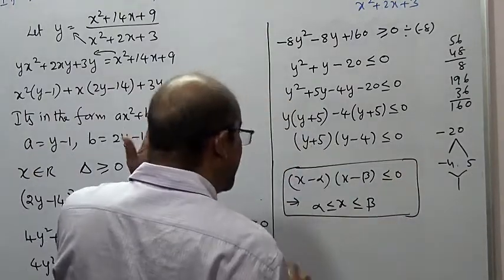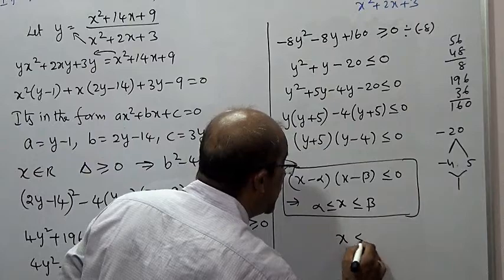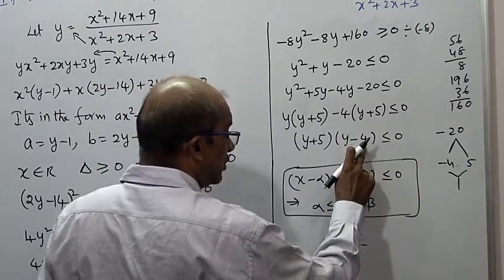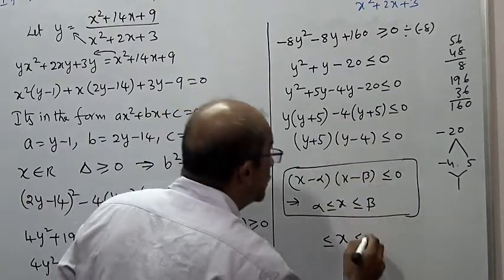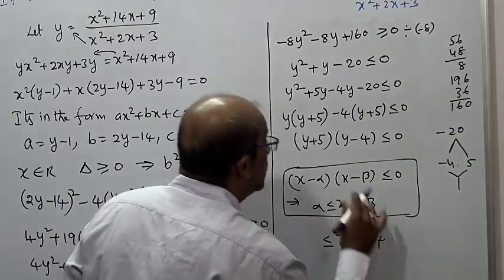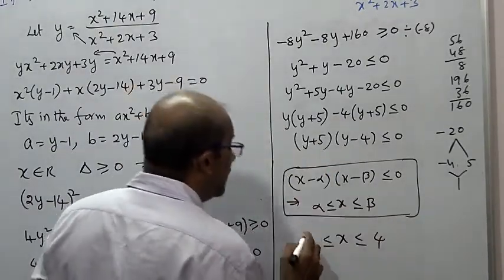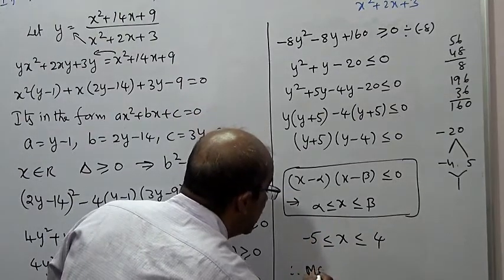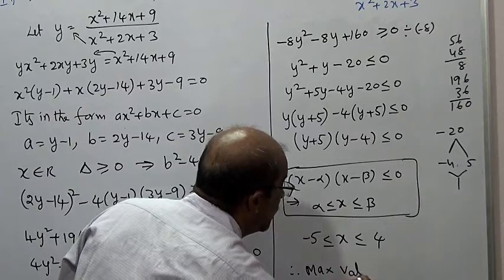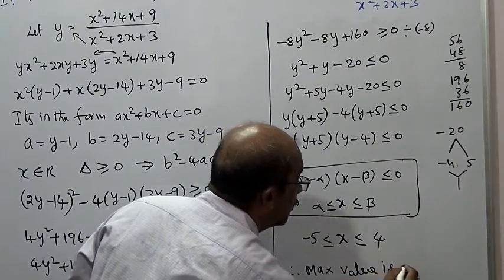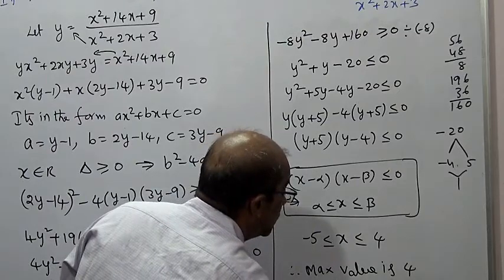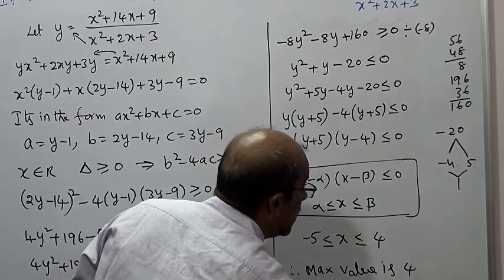So here the value lies between, so it is minus 4 becomes plus 4 and y plus 5 it is minus 5. Therefore the maximum value is 4, minimum value is minus 5.